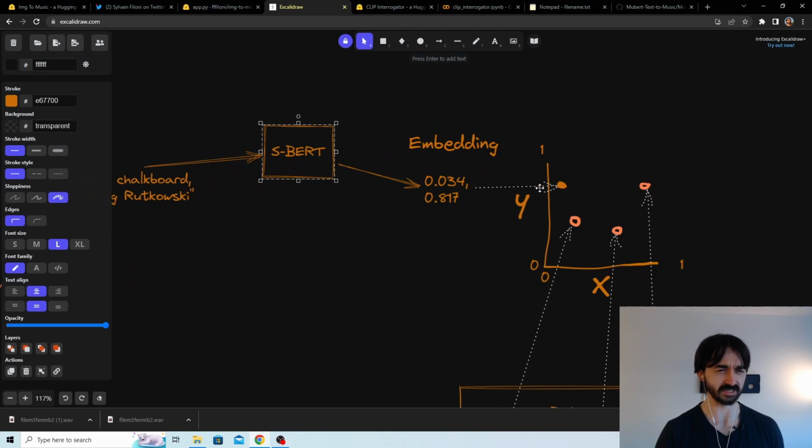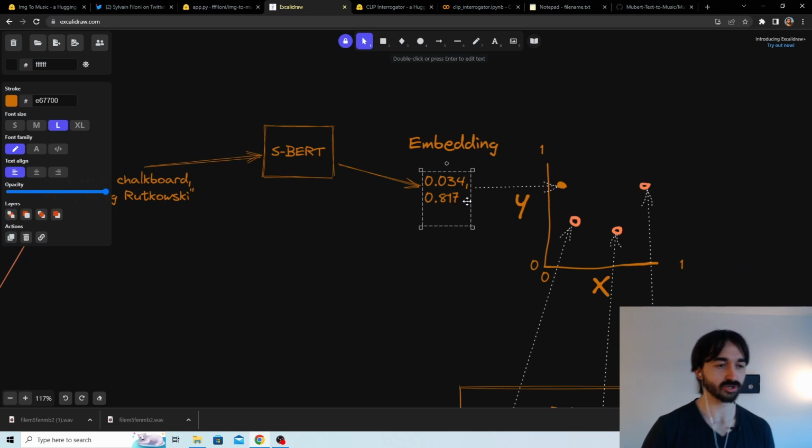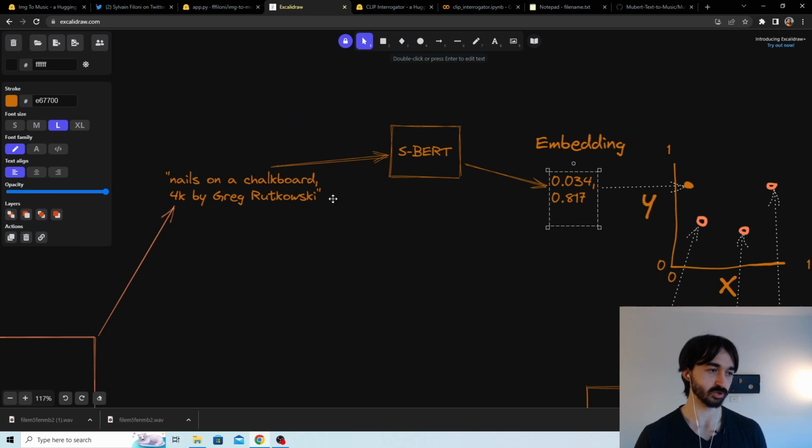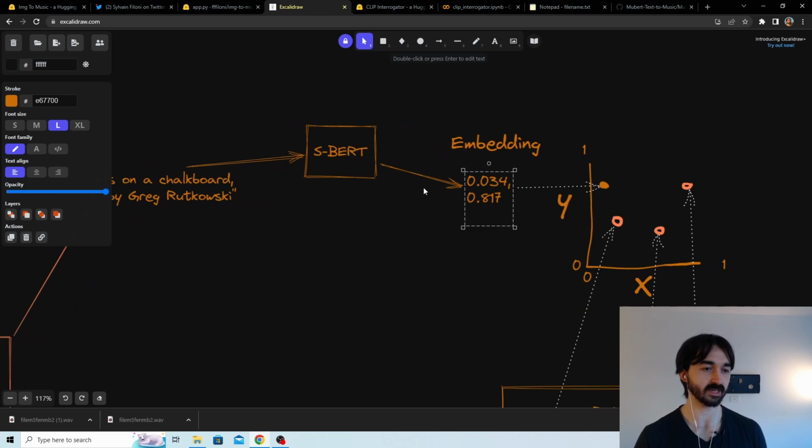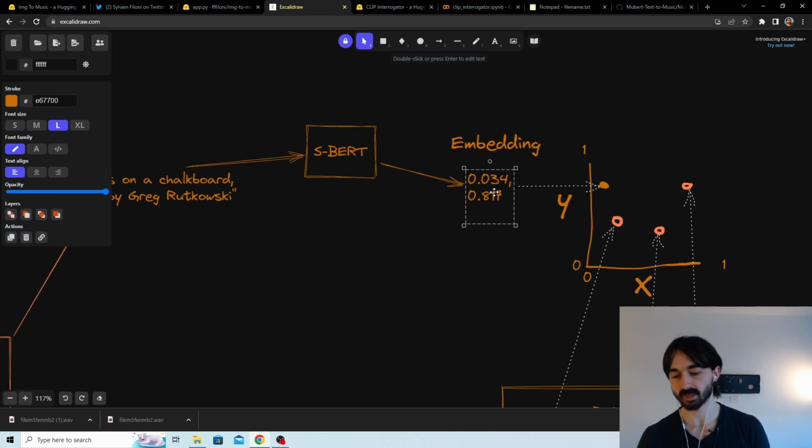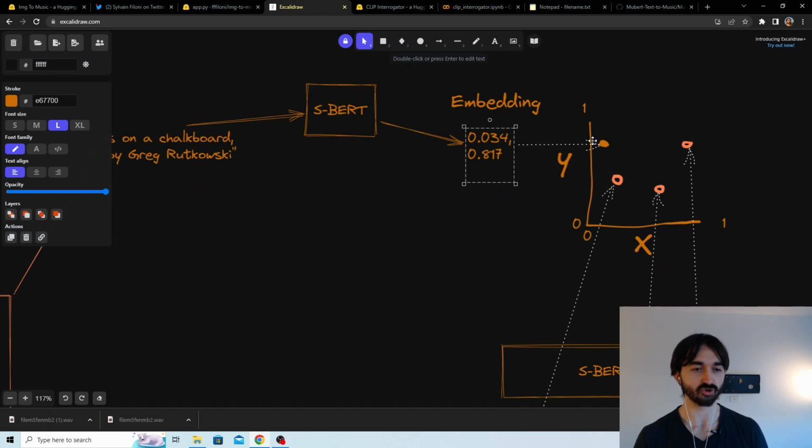And what an embedding is, just imagine it like two numbers. That would be an example of an embedding, is two numbers. So you give it this sentence, that was on the chalkboard by Greg Rutowski, and it would give you two numbers. And if you give it a different sentence, it'll give you different two numbers. And the thing is that depending on what those two numbers are, you can actually graph those onto a graph. So in this case, there's a very low X and a very high Y. So the X is 0.32, so it's very close to zero.